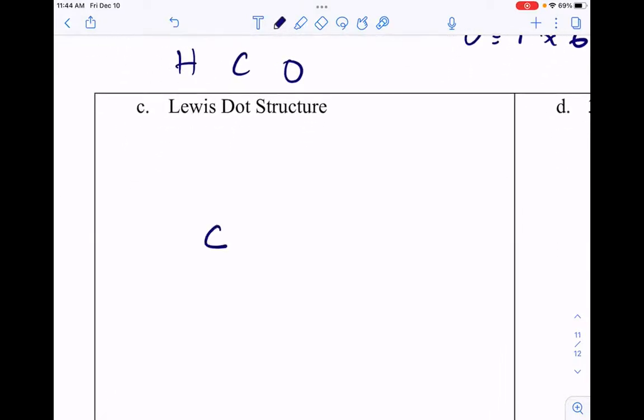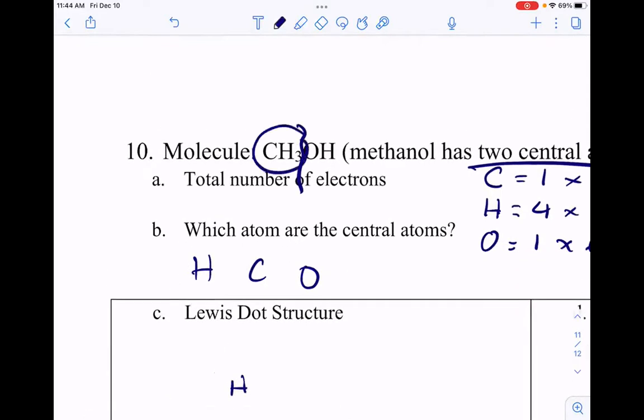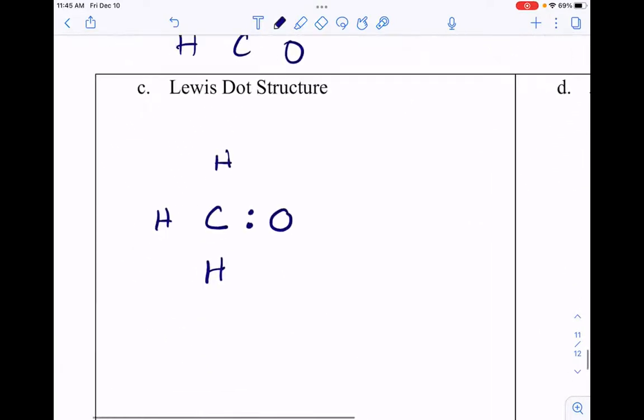So here you have carbon and oxygen, both of which are our central atoms. What surrounds our central atoms is hydrogen. We have 3 hydrogens surrounding carbon, as indicated in the organic formula CH3, and then 1 hydrogen attached to the oxygen. So this is our Lewis dot structure. Any questions on this one?